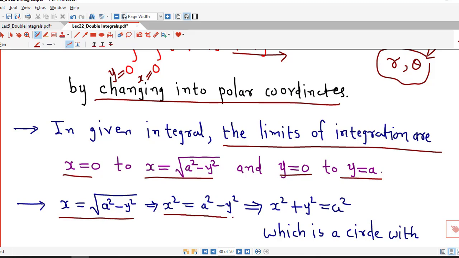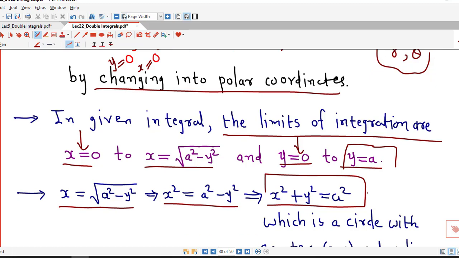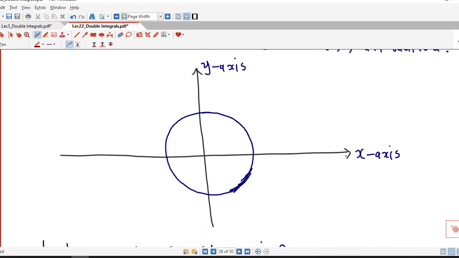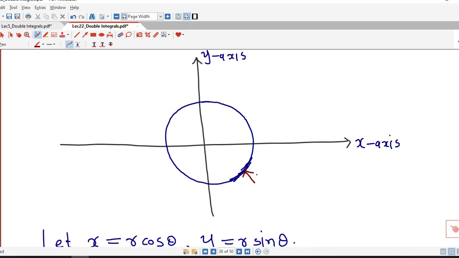If we take squares on both sides, we have x square plus y square equal to a square, which is a circle with center origin and radius a. And x equal to 0 is the y axis, this is the x axis, and this is the line parallel to the x axis. So first we find out the region of integration. We need to sketch this circle that I have already sketched here. This circle is x square plus y square equal to a square.